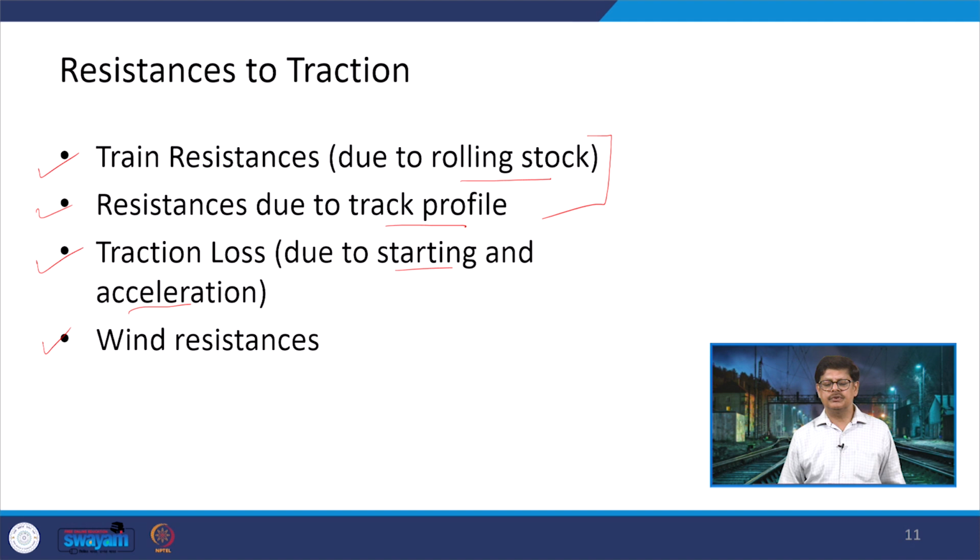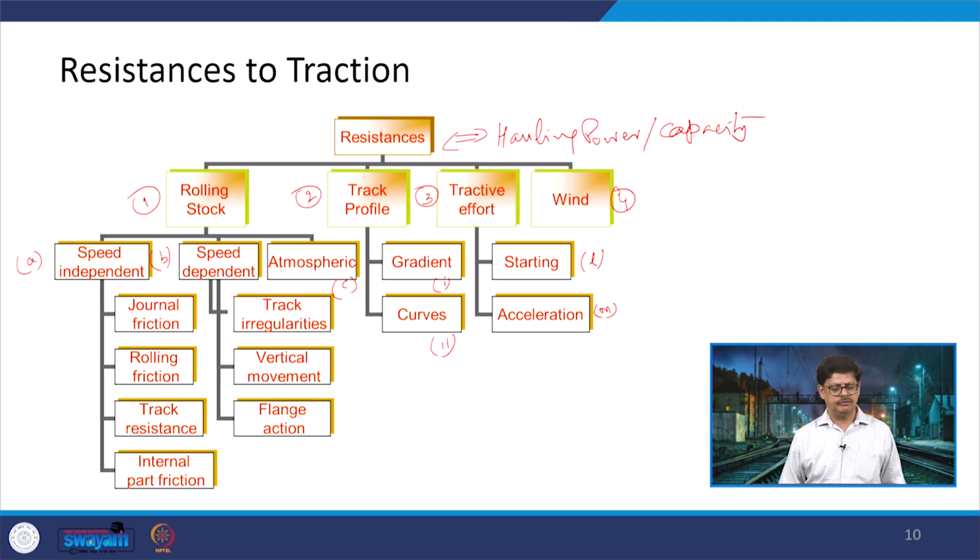Now, when we talk about these resistances due to the rolling stock, if you go back, we can see that in the case of rolling stock, we talked about three: the speed independent, speed dependent, and atmosphere. And within speed independent, there are other cases like external friction, rolling friction, track resistance, and internal part friction.